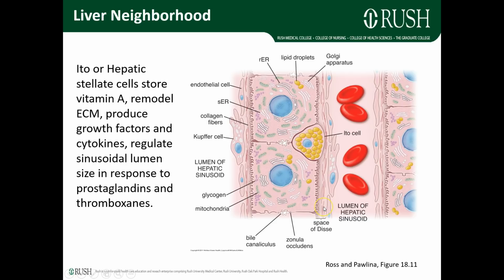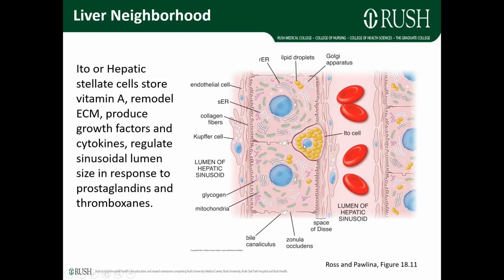This picture also shows the space of Disse in a more pronounced way, the space between the hepatocyte as well as the adjacent endothelial cells. Bile canaliculi can also be seen in the adjacent hepatocytes here, for example, which are connected to each other with strong zonula occludens, which allow strong adherence of adjacent cells.